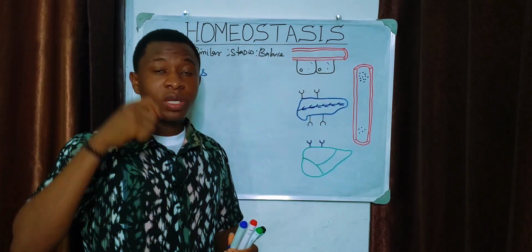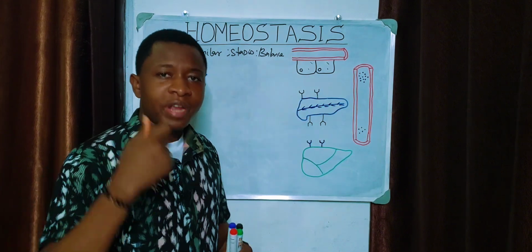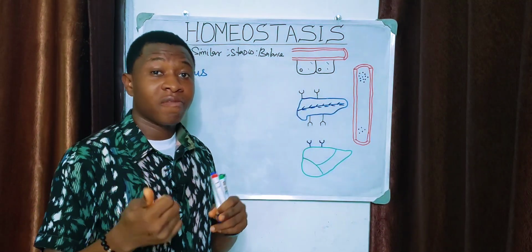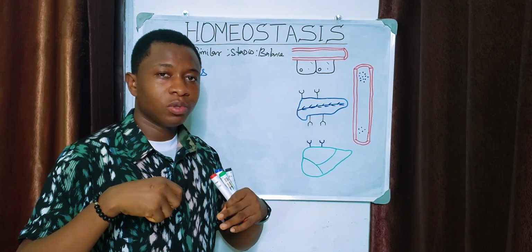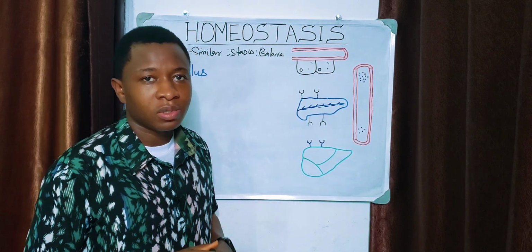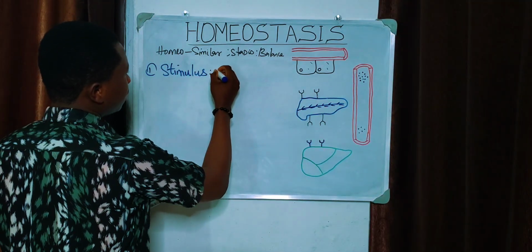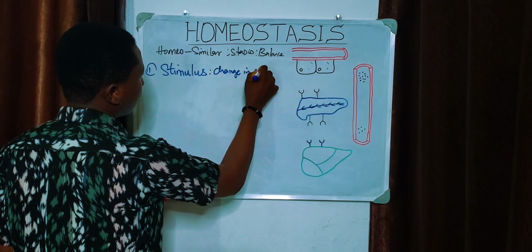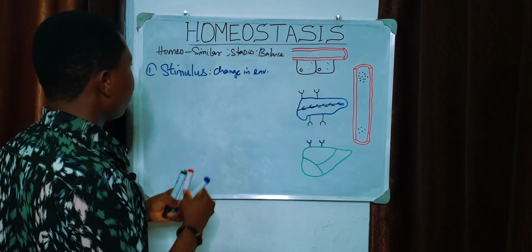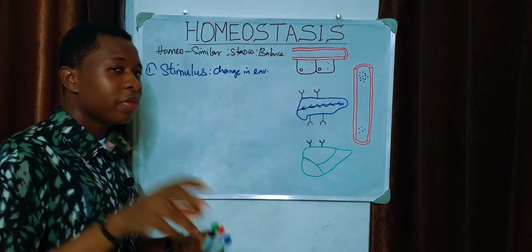For homeostasis to occur, there must be a stimulus. So what is a stimulus? A stimulus is just a reaction, a change in environment. This stimulus can be an internal stimulus or an external stimulus. And the second that follows is what we call the receptors.